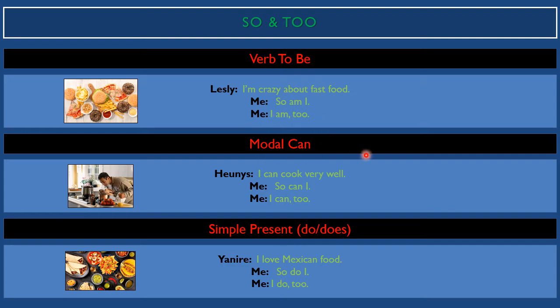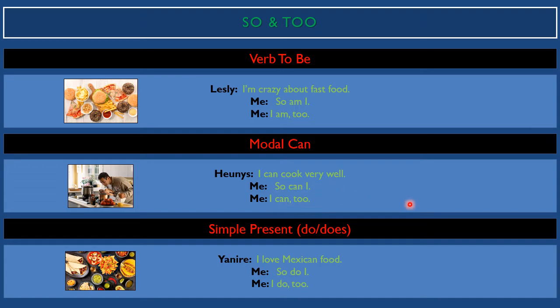Now for the second one we have a modal can. Heoni says, I can cook very well. And I say, so can I, or I can too. In this case, I use the modal can because the original one has the modal can. I can cook very well. So I use can because I have the same ability. So can I, or I can too. Again, if you notice, so is at the beginning and too is at the end of the sentence. But the meaning is the same.